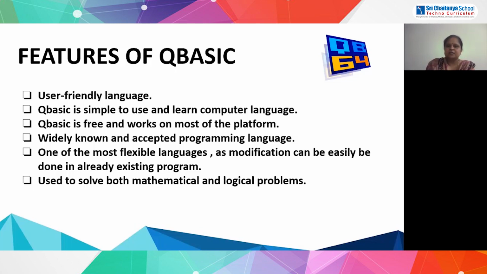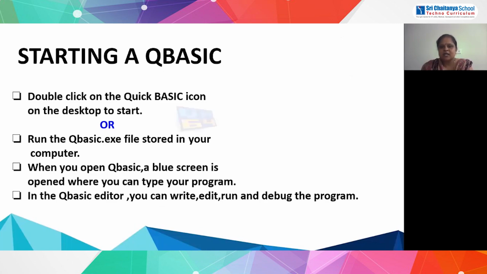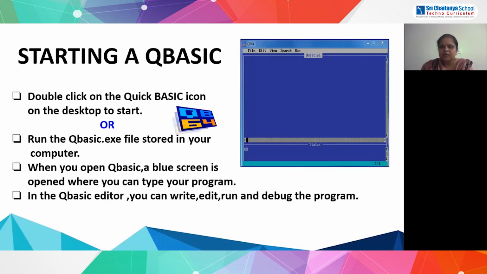I hope till here everything is clear for you all. Okay, let us move further. Then, how to start the Qbasic interface? To write we need some place, right? For example, suppose you want to do some painting, you will open MS Paint, right? And if you want to do some letter typing, you will open Microsoft Word.